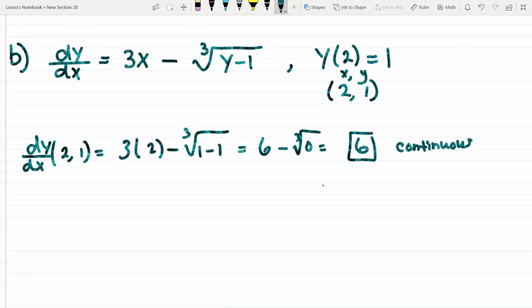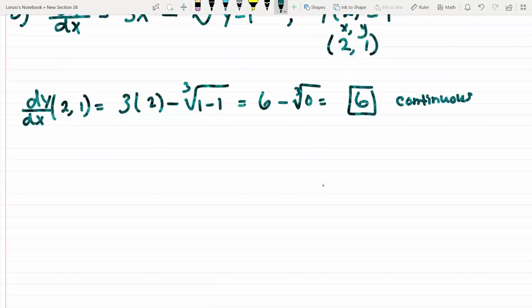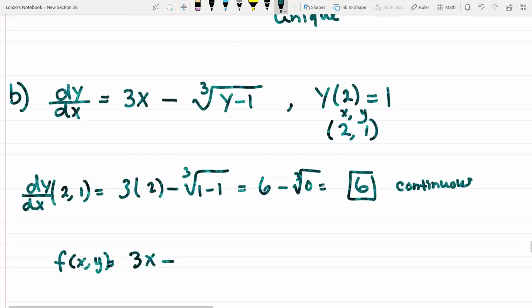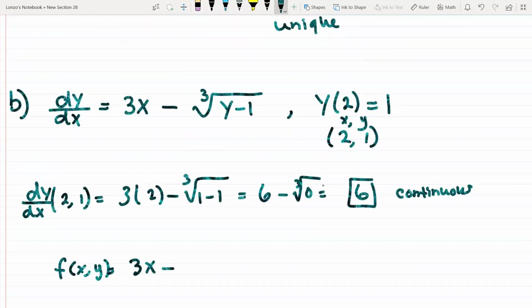Okay, and then we have to check if it is unique. So we take the partial derivative. You could think of it as f of x comma y equals 3x minus the cube root of y minus 1. I can rewrite the cube root of y minus 1 as parentheses y minus 1 to the 1/3, right?